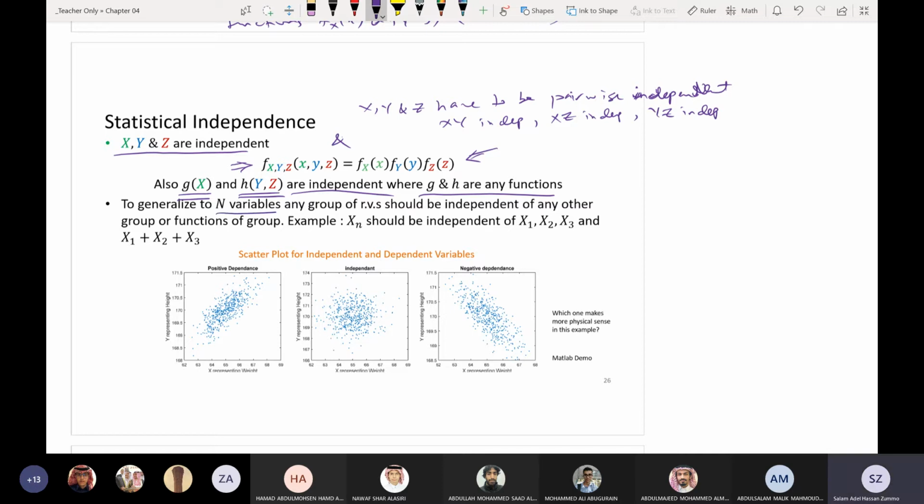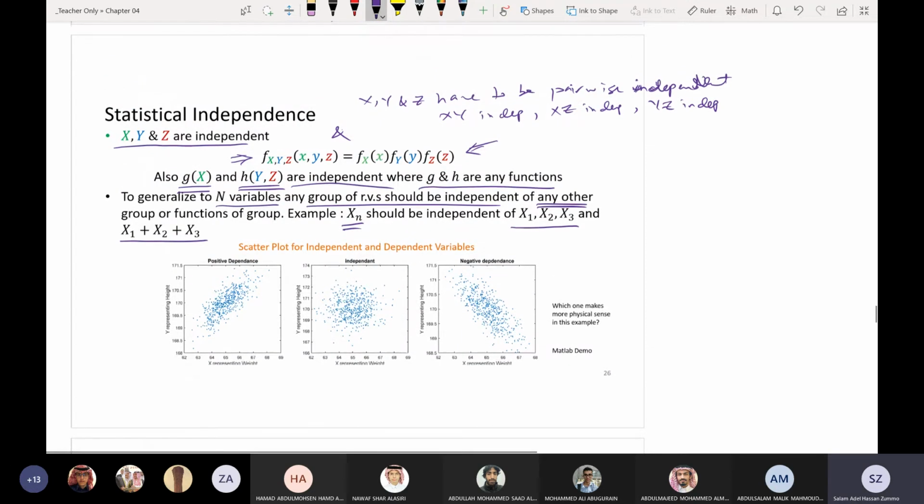So if I have n random variables, then any group of the random variables should be independent of any other group. Okay? For example, if I have n random variables, xn should be independent of x1, x2, and x3, should be independent of x1 plus x2 plus x3, should be independent from any other function of these. Okay, guys?